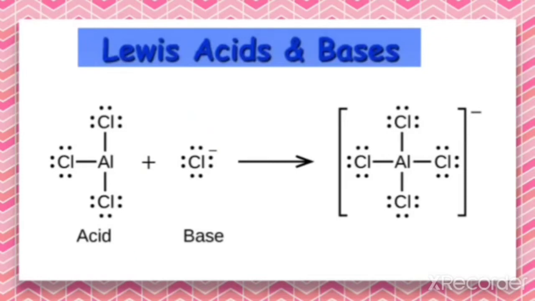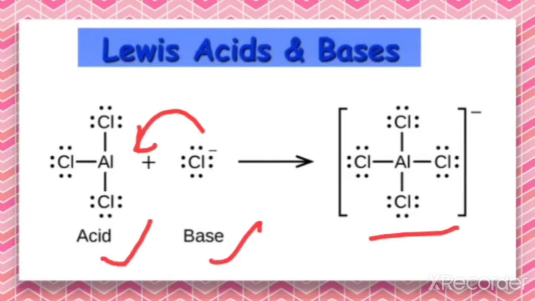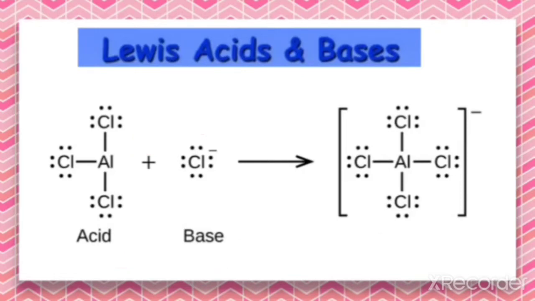So in order to stabilize, it accepts a lone pair from Cl negative. Therefore, there is a donation of electron pair from Cl negative to AlCl3. So which one is the donor here? Cl negative is the donor of the electron pair, therefore it acts as a Lewis base, and AlCl3 is accepting the lone pair, therefore it acts as a Lewis acid, and this combination results in the formation of a bond between these. So that is the example of AlCl3 and Cl minus.